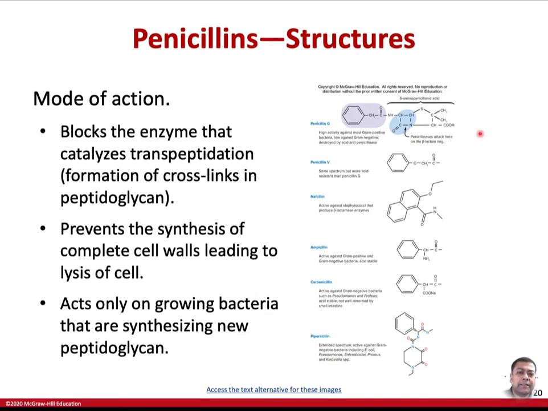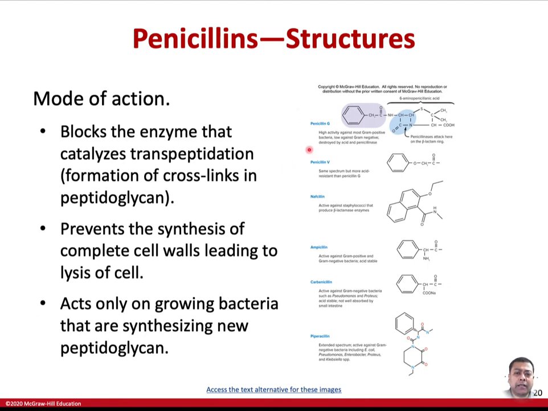So now let's take a look at these different types of penicillin. The first one is penicillin G, and this has high activity against most of the gram-positive bacteria, but low against gram-negative. So they are very specific. But there is a problem with penicillin G: it is destroyed by acid and also by penicillinase, which many bacteria produce to destroy these antibiotics.